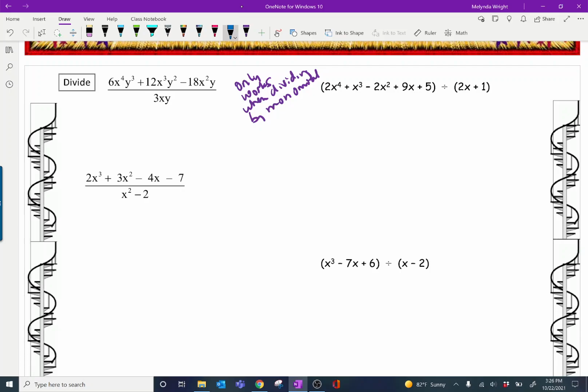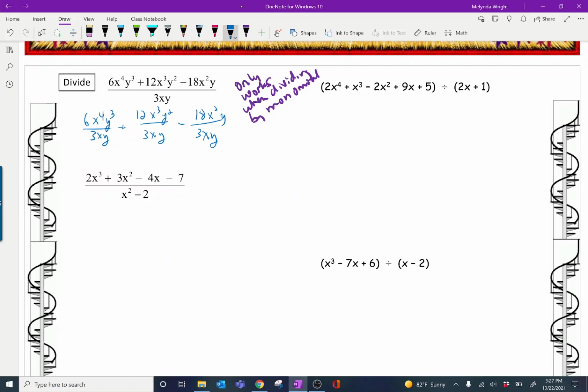Basically, what I'm going to do is split this big gigantic fraction into 3 little fractions and then simplify each fraction. So I've got 6x to the 4th y cubed over 3xy, plus 12x cubed y squared over 3xy, minus 18x squared y over 3xy. I think you can see all I have done is rewrite that one big fraction into 3 little ones. Because I have a monomial, it's very easy to do. And then I simplify each of those fractions separately.